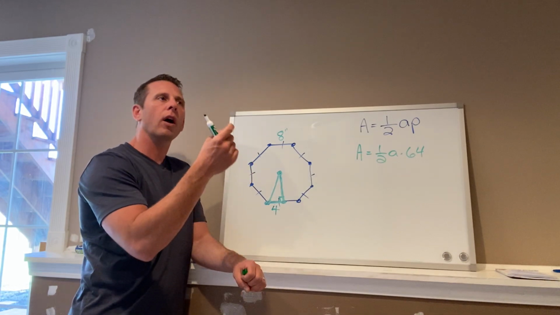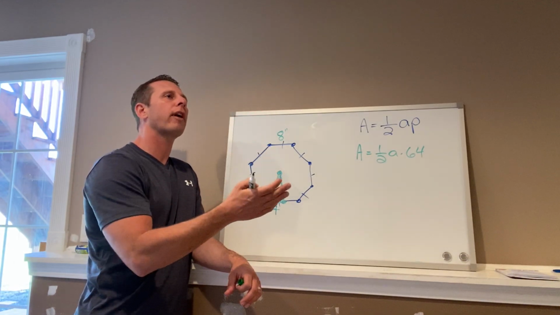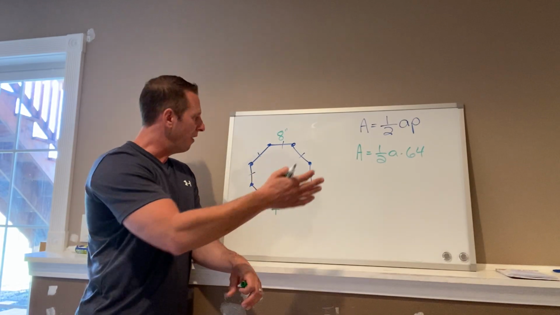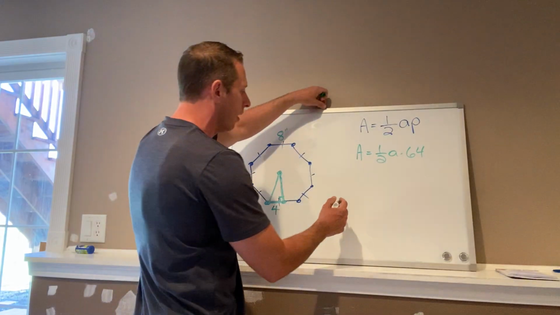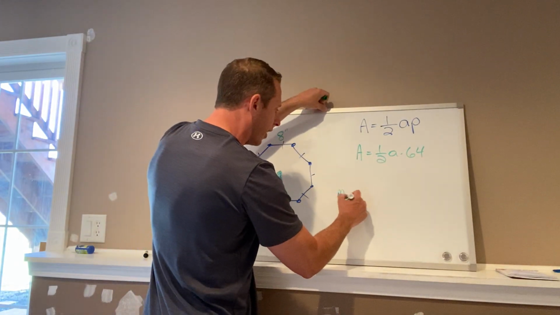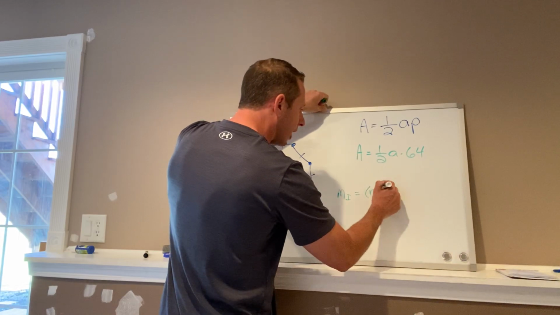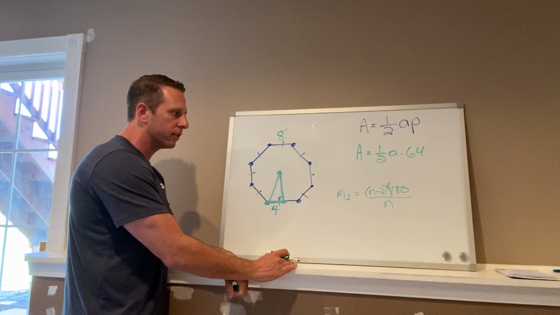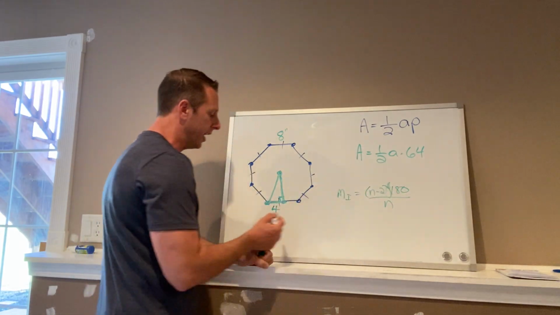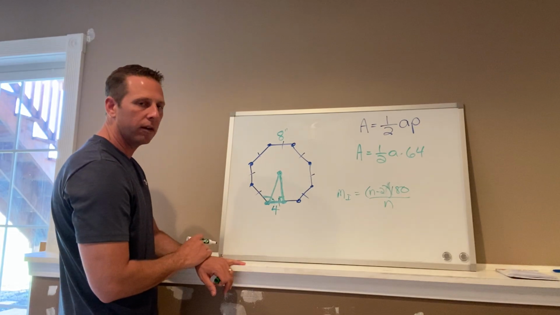If you remember in the polygon unit, we can find the measure of an interior angle of a regular polygon by finding the sum of all the interior angles and then dividing by how many there are. The measure of an interior angle is equal to the number of sides minus 2 times 180, divided by the number of sides. That's going to give you this whole angle. Then you can divide that by 2 and you have this angle.